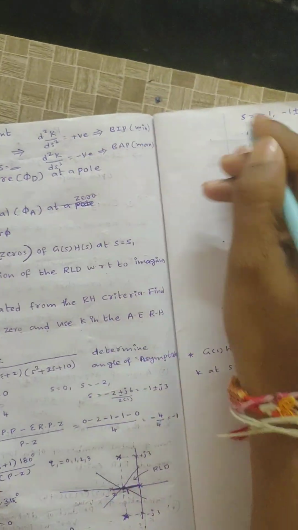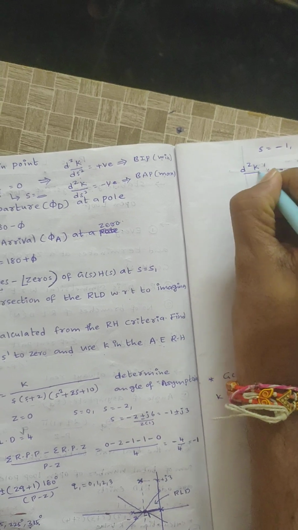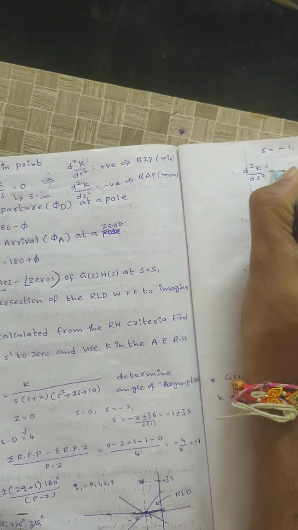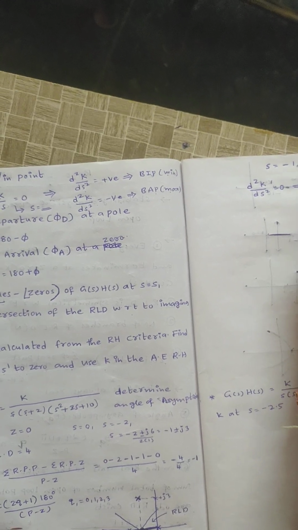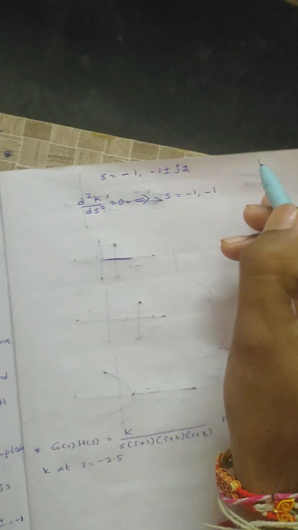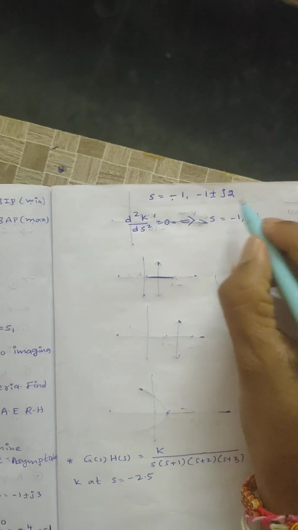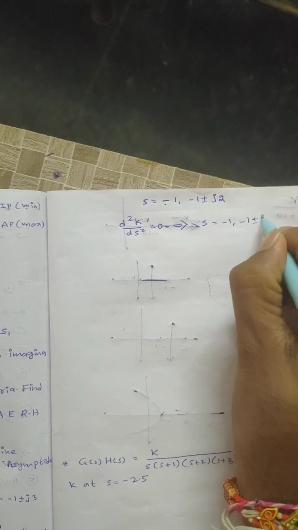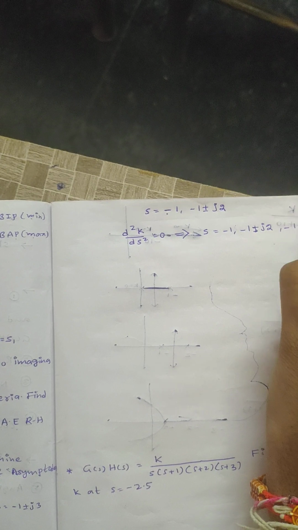After that, if I want to calculate the break away point and break in point, d square k by ds square is equal to 0. In this case we need to substitute the s values. First we need to substitute s is equal to -1 in this d square k by ds square. After that -1 plus j2, after that -1 minus j2.